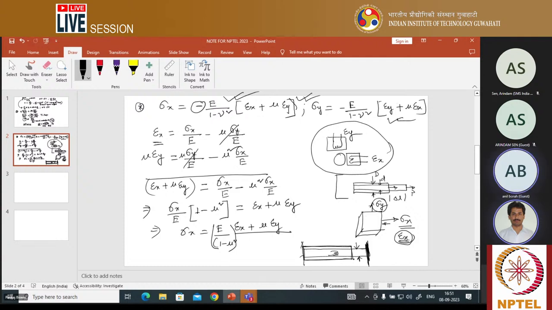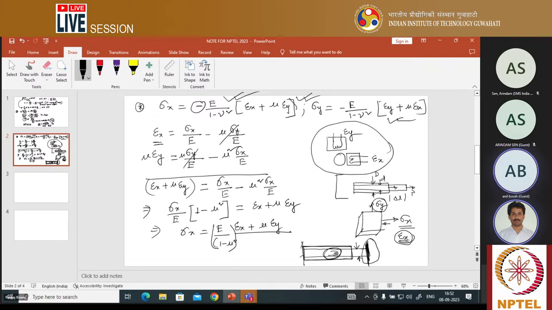So what we used to do, we release this strain; in the sense, we generally remove this support. Once we remove this support, this material returns back. What happens then? Your strain gauge will compress.